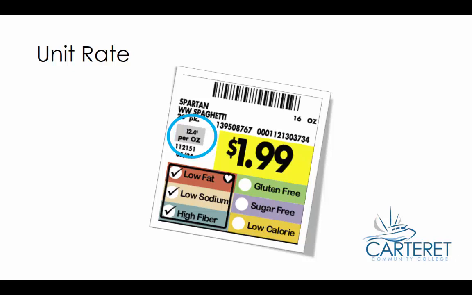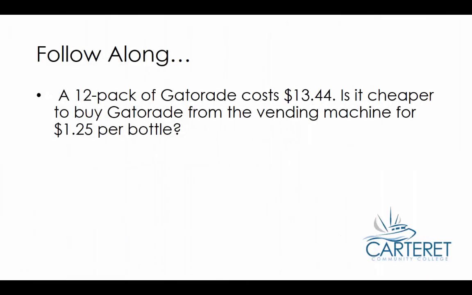Let's take a look at the first example, purchasing multiples of the same item. A 12-pack of Gatorade costs $13.44. Is it cheaper to buy Gatorade from the vending machine for $1.25 per bottle? Which purchasing decision would be best?